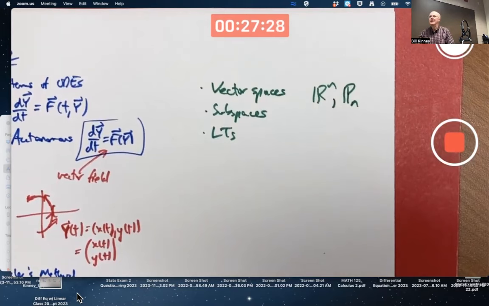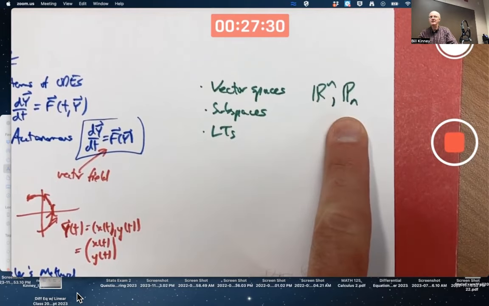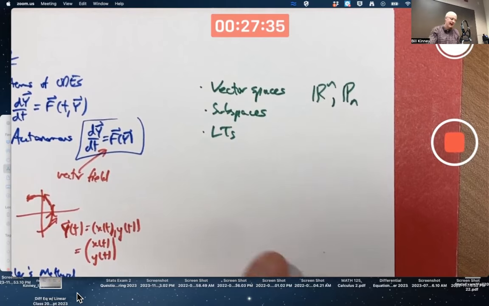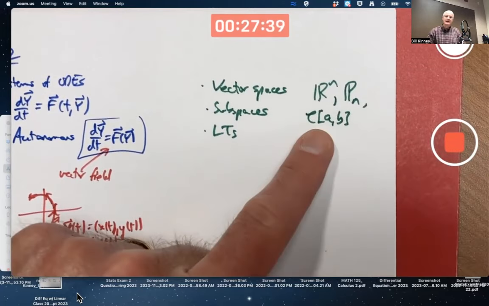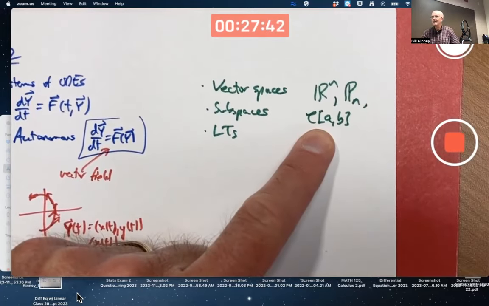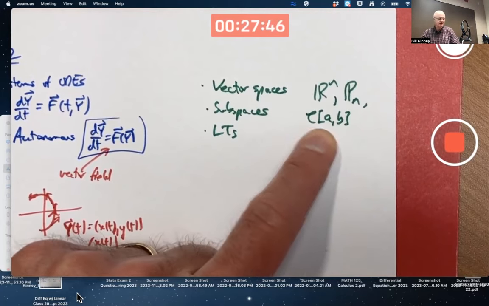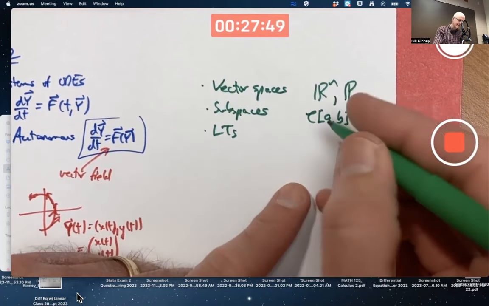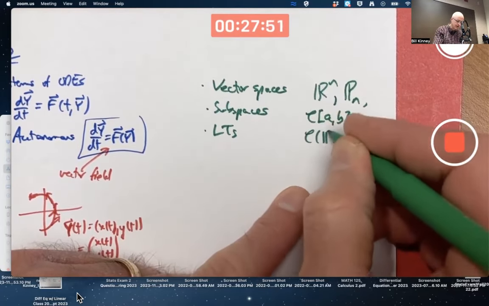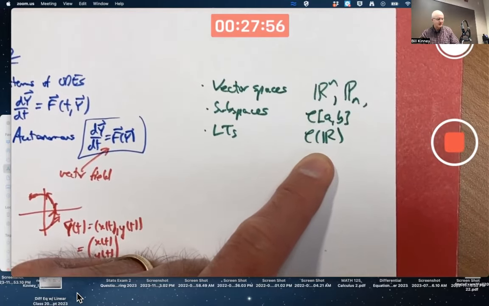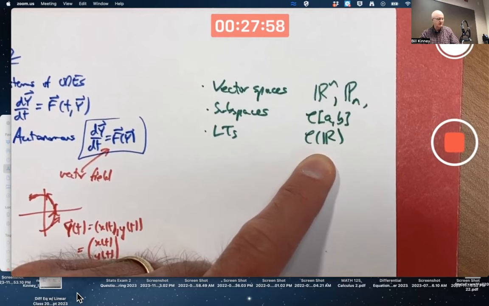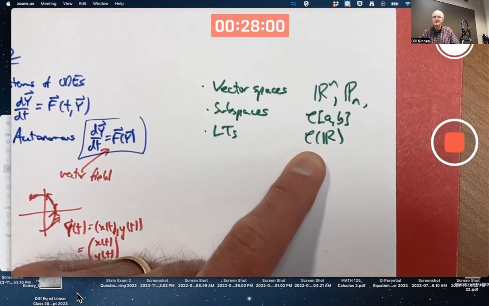Pn is the space of all polynomials of degree less than or equal to n. And C[a,b] is the space of all real valued functions which are continuous. The C stands for continuous on the closed interval from a to b. It doesn't have to be just a closed interval. It could be the entire real number line. Functions, real valued functions with real outputs that are continuous on the entire real number line is what this represents.